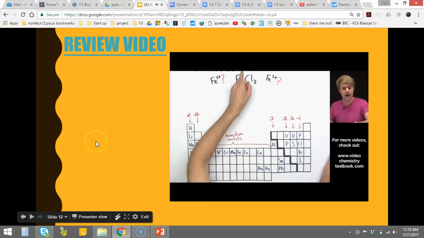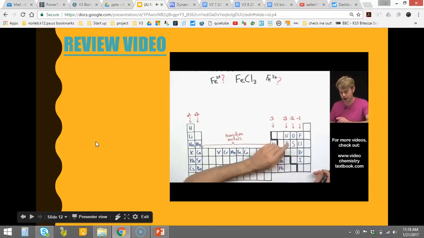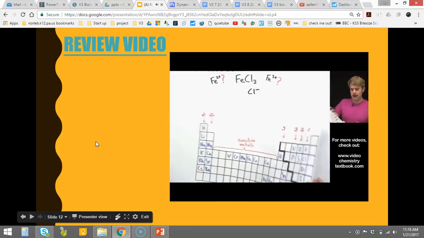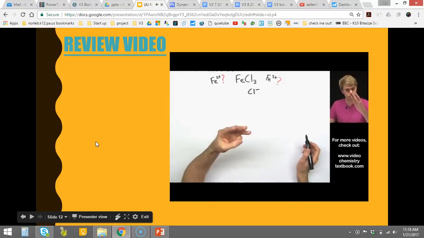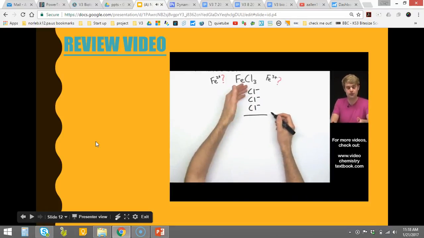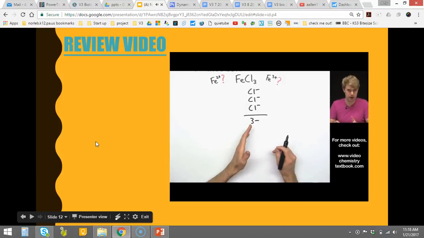And for this, that's going to be Cl. Cl is in this column here on the periodic table, so we know that in an ionic compound, Cl always makes an ion with a 1 minus charge. Okay? So we've got Cl1 minus. Now, how much total negative charge do we have here? We have 3 Cl's, so that's going to be 1, 2, 3. And since we have 3 of them, the total amount of negative charge is going to be 3 minus.